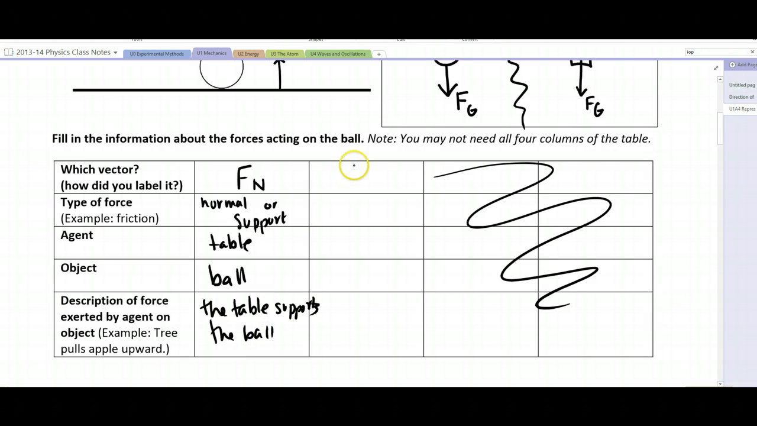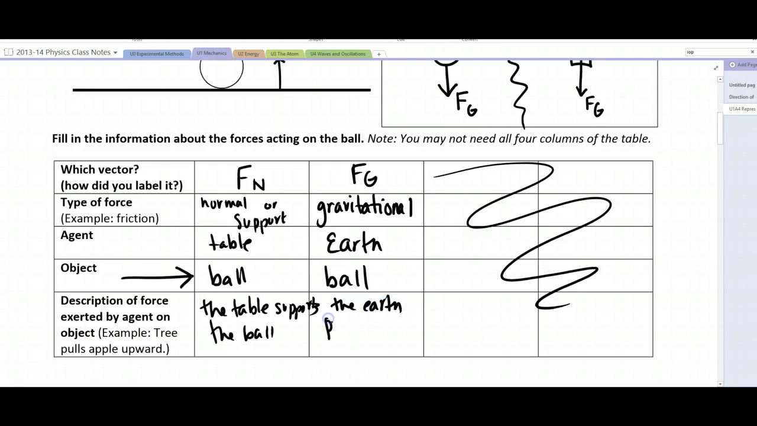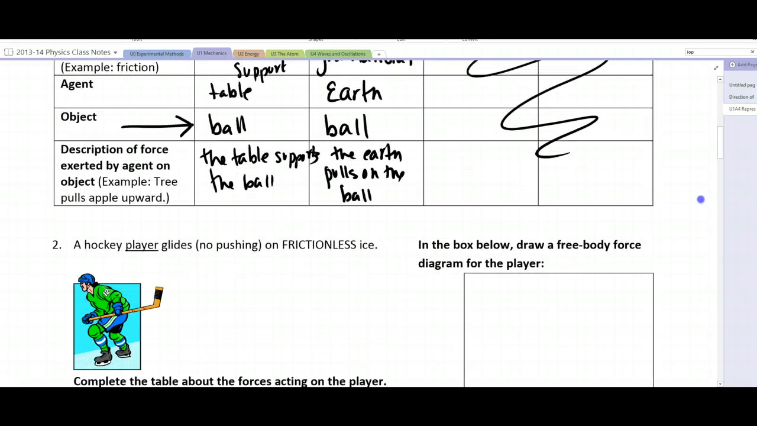So my other force vector is Fg for gravitational. That's called the gravitational force. Notice we do not call it gravity. It's not the same thing. The agent of that is the Earth. The Earth is the one doing that force. The ball feels that force. Just a hint, as you look across, your object will always be the same thing. It'll be the thing that you drew the forces on. In this case, the Earth pulls on the ball. So that's the first example.